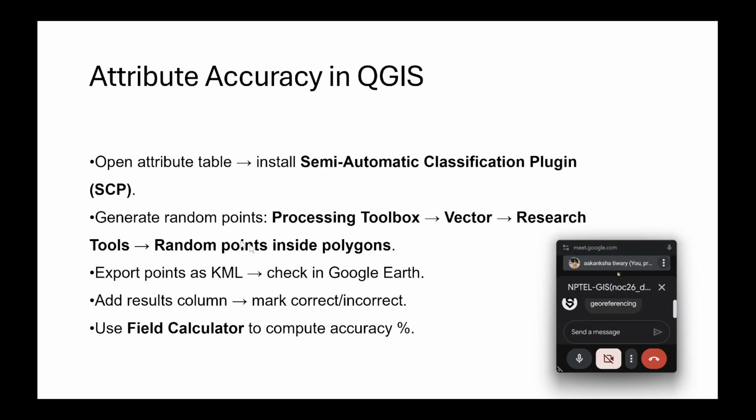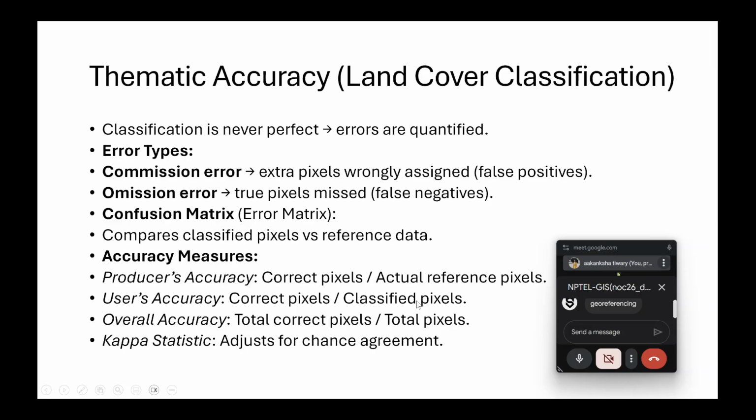So the same thing can be done here also. In QGIS also you have to do the same thing. Pin the attribute table, use the SCP file, and then do these analyses and then calculate the accuracy, the attribute accuracy.